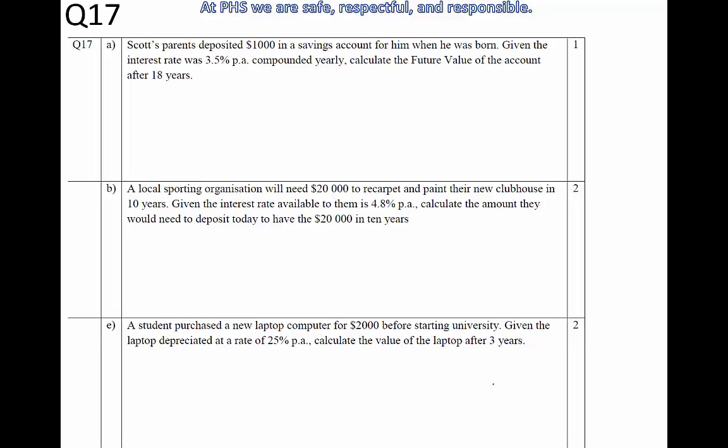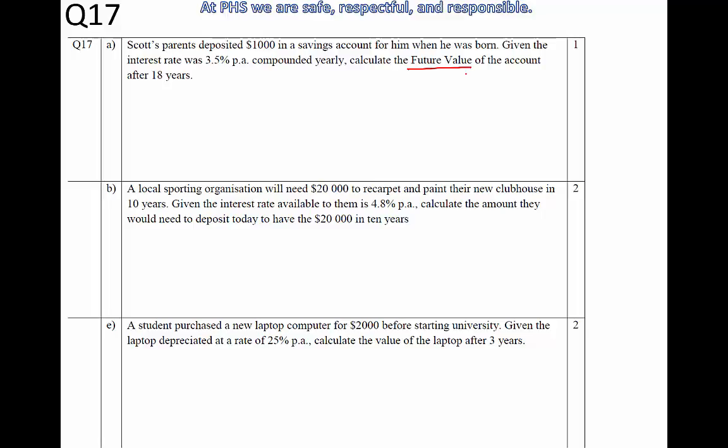17. All right, so Scott's parents deposited $1,000 in a savings account for him when he was born. Given the interest rate was 3.5% compounded yearly, calculate the future value of the account after 18 years. Okay, so future value is what we want to find.